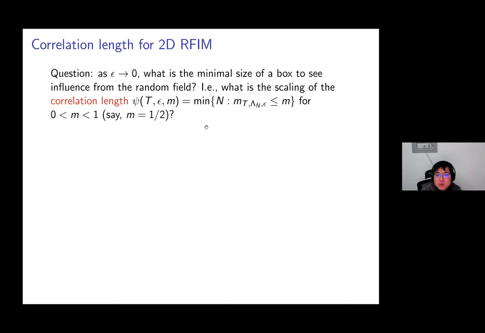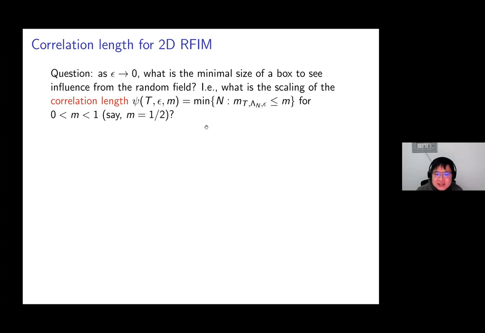At this point, we can ask, what is the correlation length for the two-dimensional random field Ising model? Because previously we said epsilon small, but it's still fixed. Now we can ask, what would happen if epsilon goes to zero? We can ask, what is the minimal size of a box to see influence from the random field? Because as epsilon goes to zero, if you have a fixed size box, then the effect from the disorder should vanish. But if the size of the box grows in some certain way, depending on epsilon, then there should be some critical scaling when the disorder starts to make a difference. That is the definition of our correlation length.